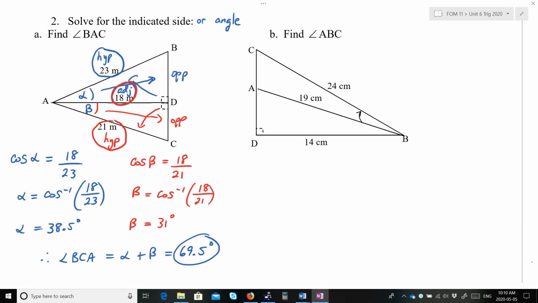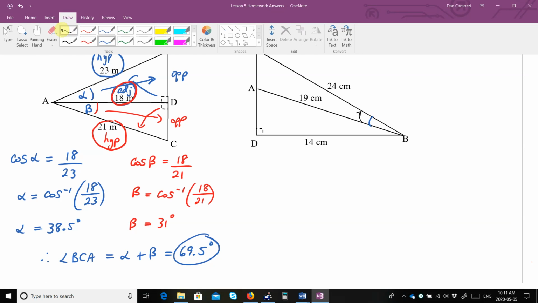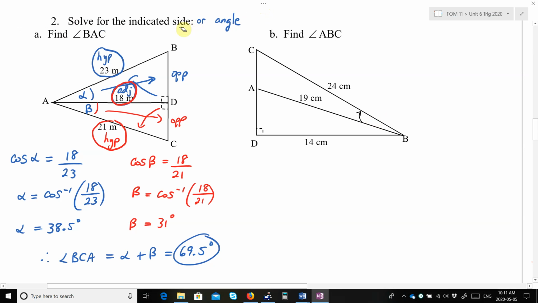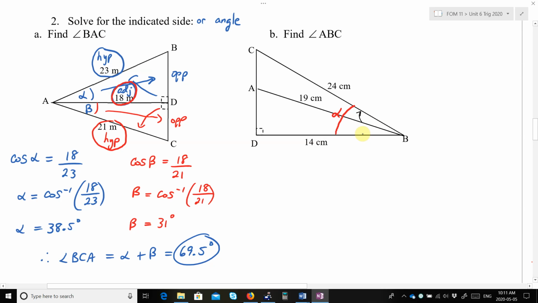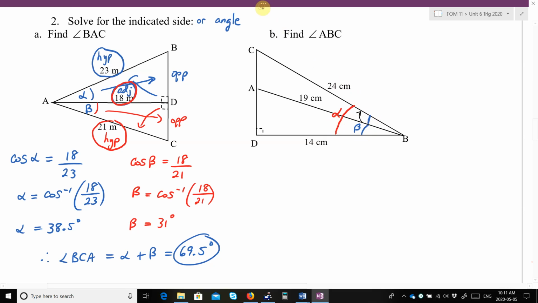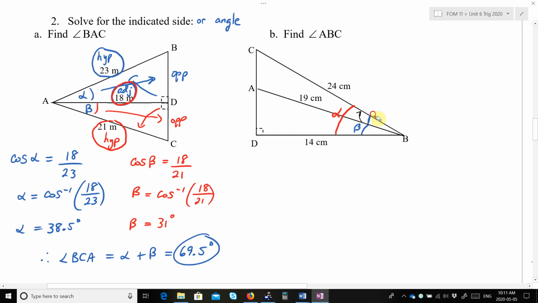All right, in part B, it wants us to find angle ABC, which is actually this angle right here, this little one. Okay, so here's our plan of attack. This is what we have to do. We need to get this large angle here, which I will call alpha, and we need to get this smaller angle right here, which is called beta, and subtract those. If I were to go alpha minus beta, it would leave this piece right here, which is angle ABC.